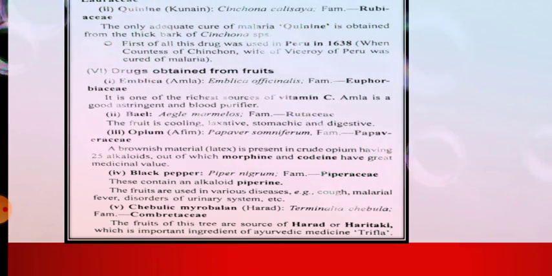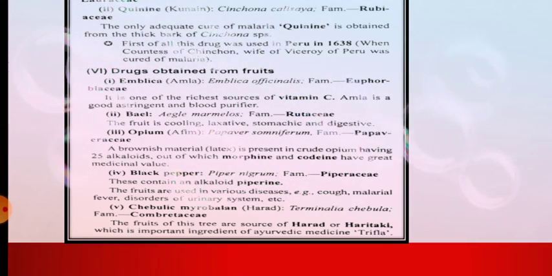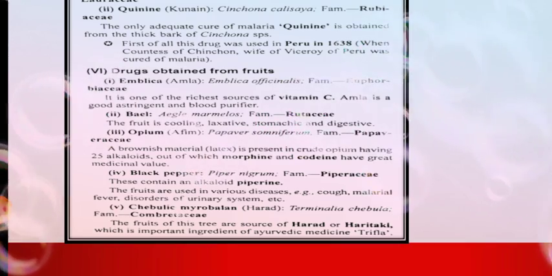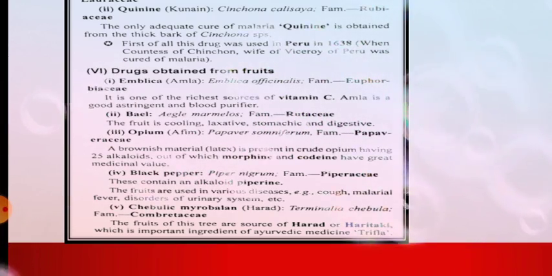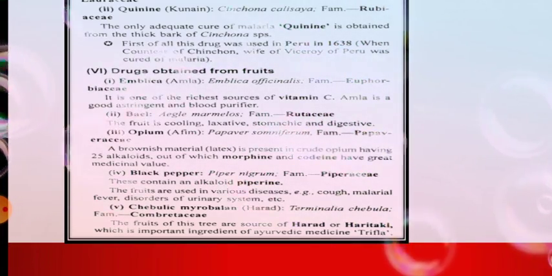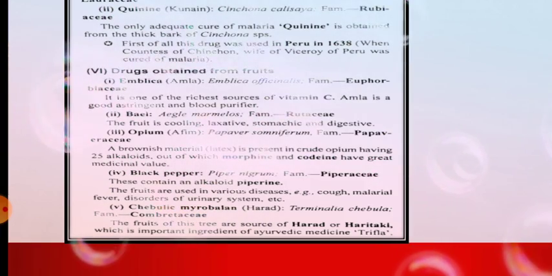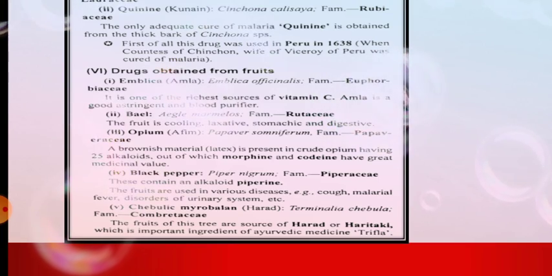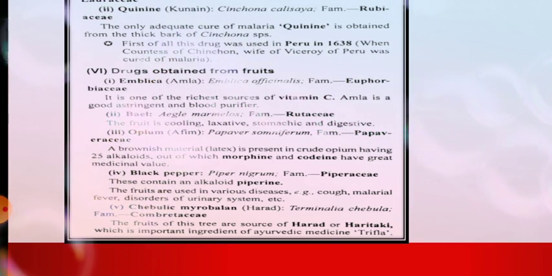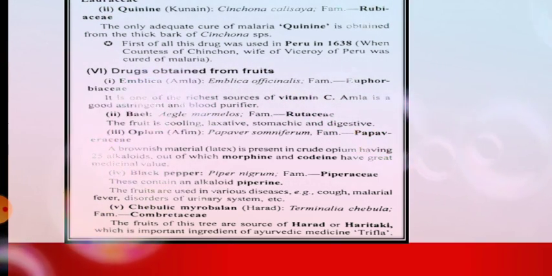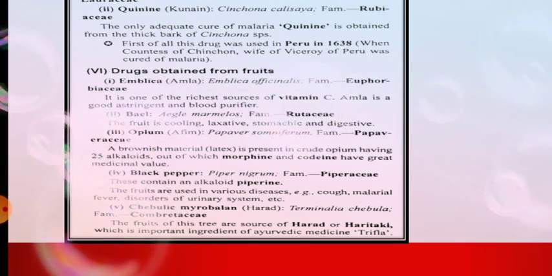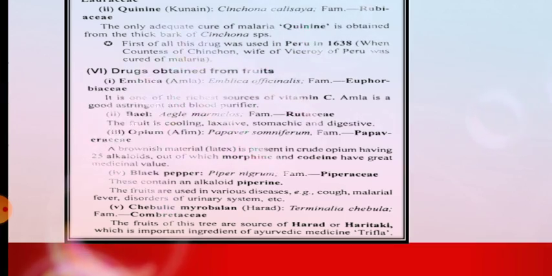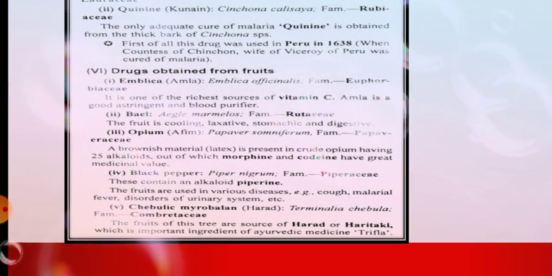It has various uses in our daily life. Then comes the opium. It's Papaver somniferum, and belongs to the family Papaveraceae. The brownish material, or the latex, present in the crude opium has 25 alkaloids, out of which morphine and codeine have great medicinal value. So, out of the different types of alkaloids, 25 alkaloids are found in the opium. Besides them, the morphines and the codeines have great medicinal value.